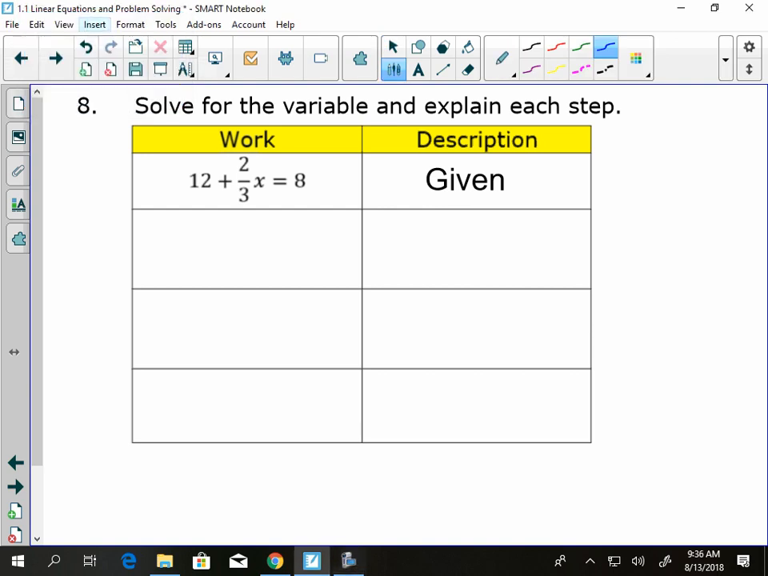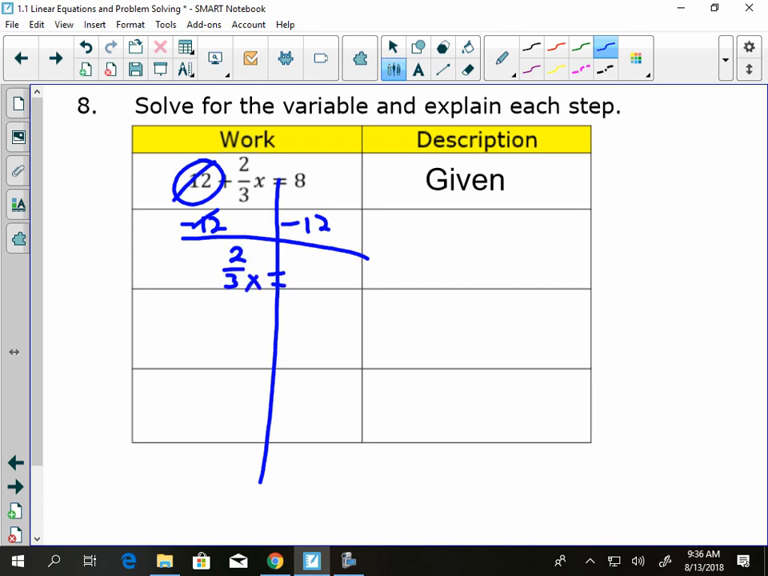First thing I have to do is get rid of the loner. That's the 12. So I'm going to subtract 12 from both sides. This cancels, leaving me 2/3 x equals -4. Now this, you were probably taught a little differently. I'm going to show you an easy way to do it. It's an extra step, but I think it's easier.